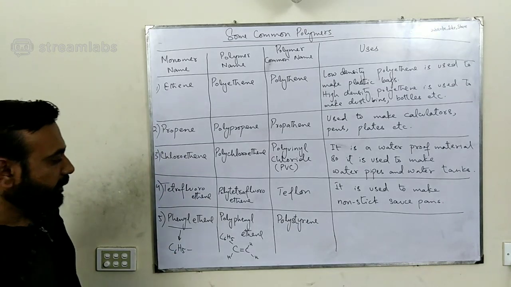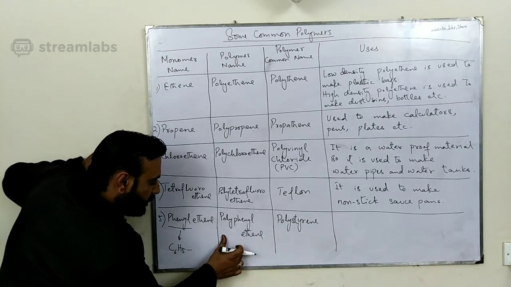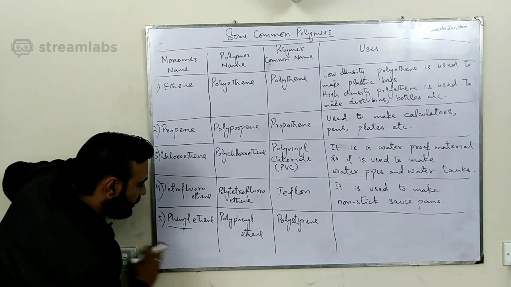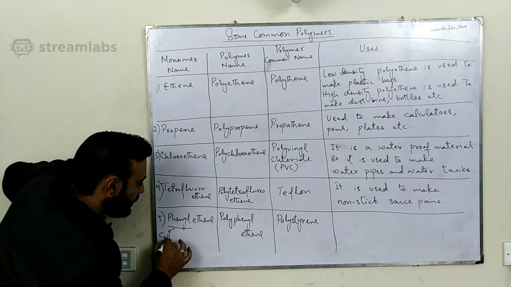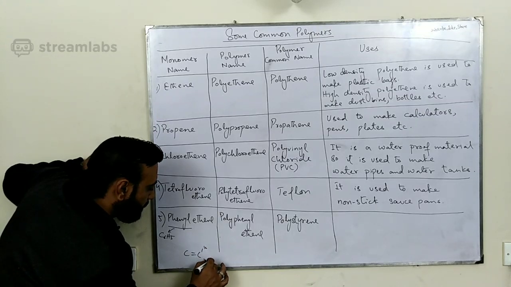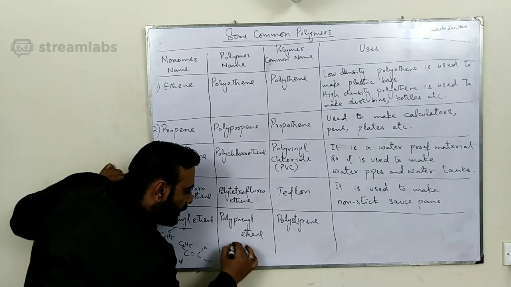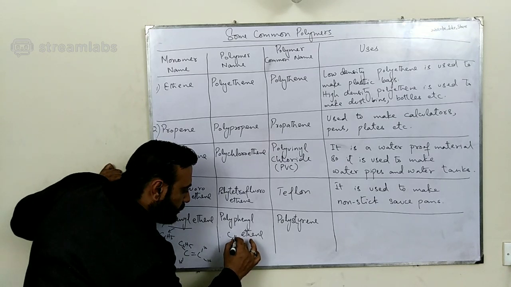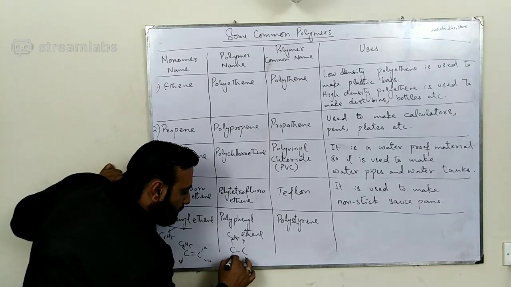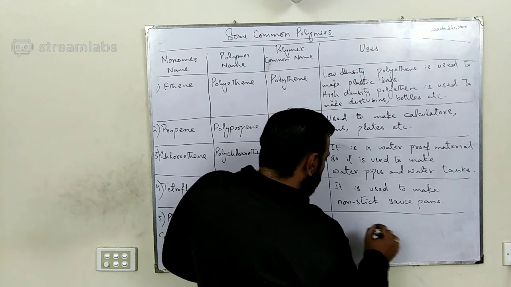that would be phenylethene. So sorry, I should have drawn it here. See, phenyl means C6H5, so phenylethene would be like this. And polyphenylethene, this would be the repeat unit of polyphenylethene. This is the repeat unit of polyphenylethene, and it is used as a packing material.